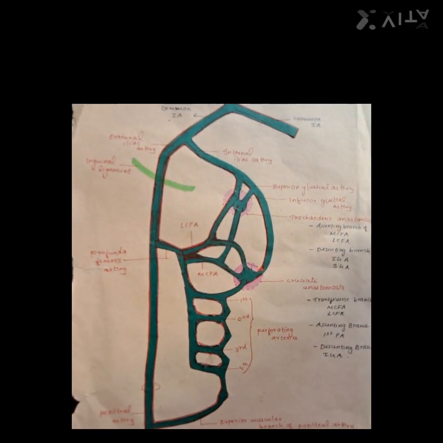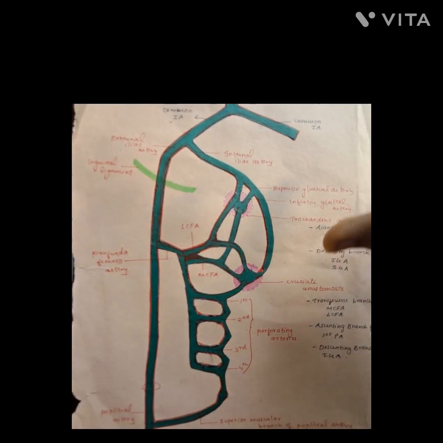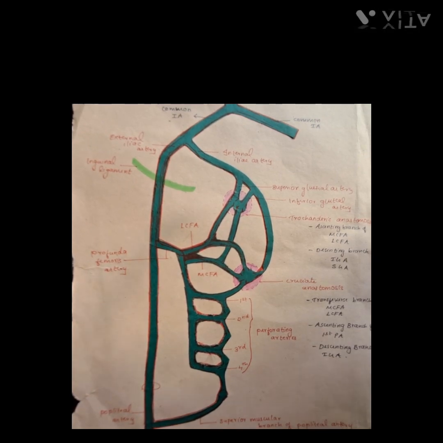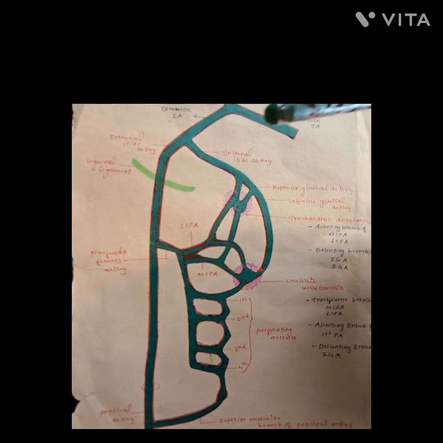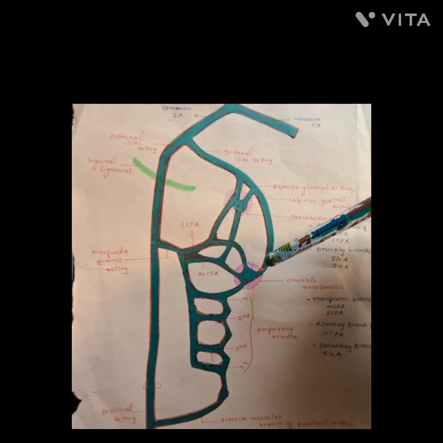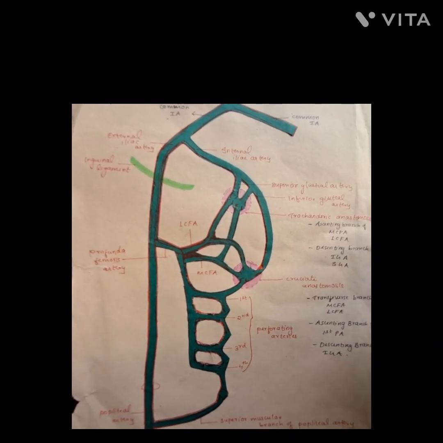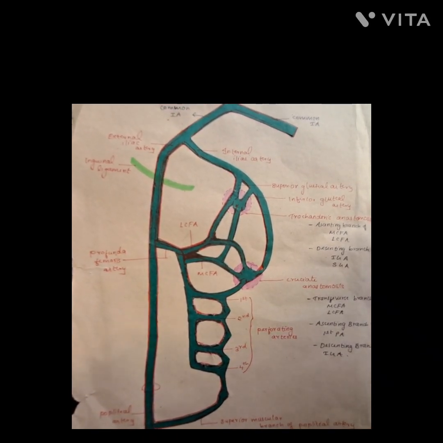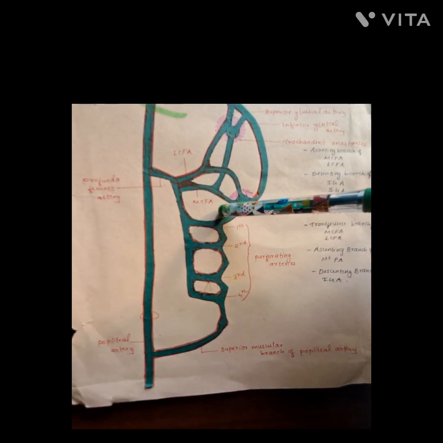Now we are going to see the three types of anastomosis on the back of the thigh. The first is the longitudinal anastomosis, the second is the trochanteric anastomosis, and the third is the cruciate anastomosis. The longitudinal anastomosis is the main arterial supply to the back of the thigh. This is the longitudinal anastomosis. Here occurs the longitudinal anastomosis.